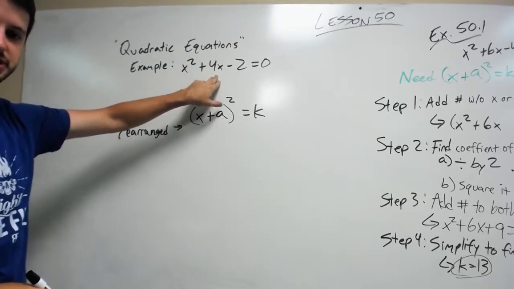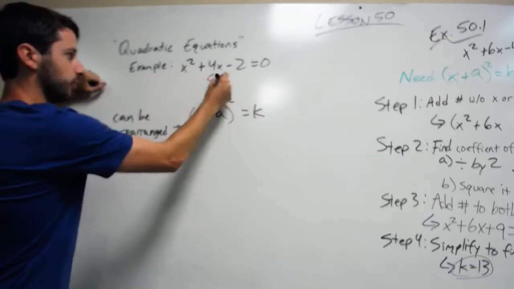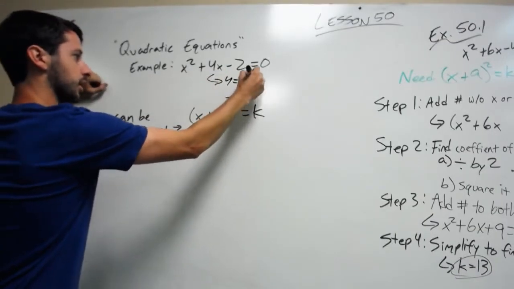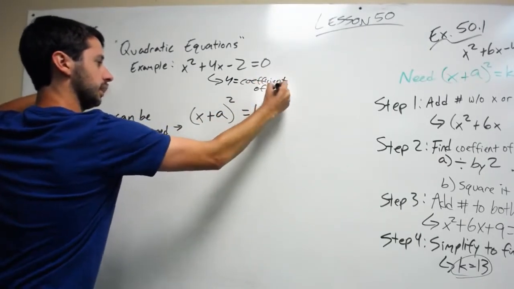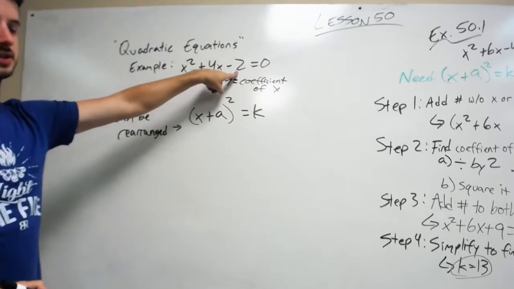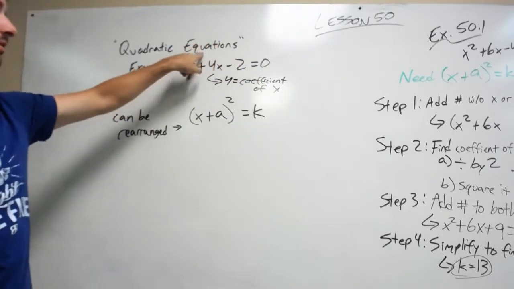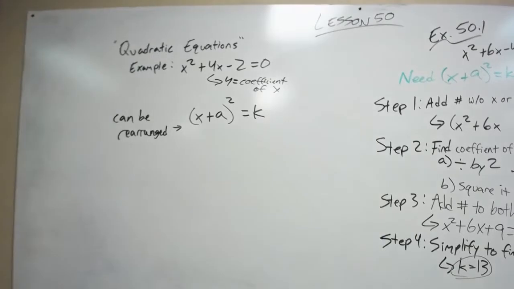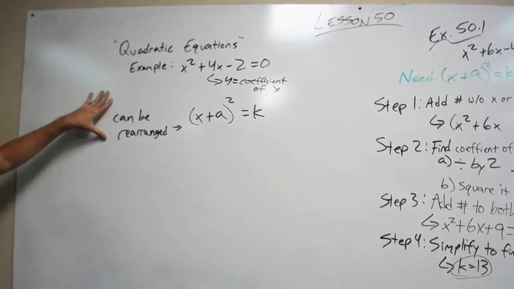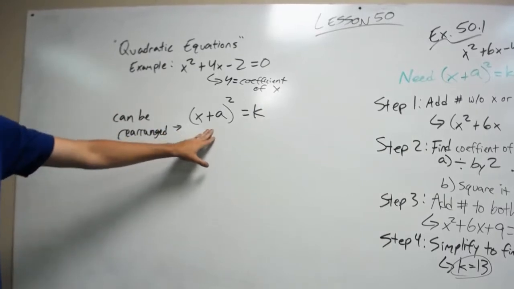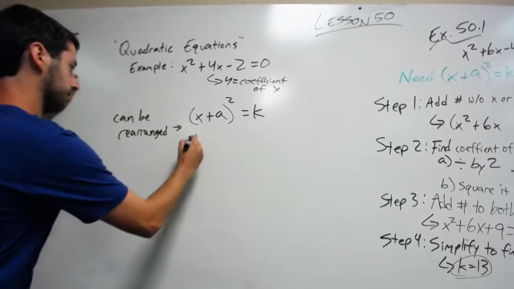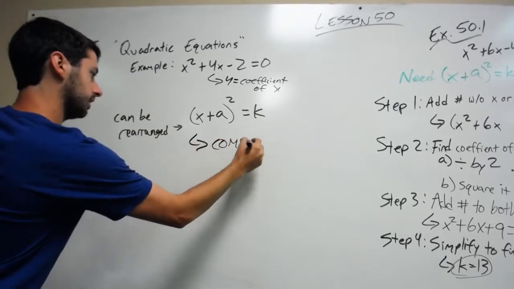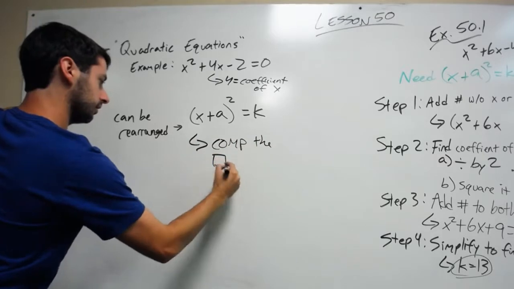If I ever say coefficient of x, that would refer to the 4. The 4 is my coefficient of x. And then you have a number without an x, and since it's an equation, it is equal to 0 in this case, but some sort of number. Now this can be rearranged in the form of x plus a squared equals k. This is going to be our formula that we're going to use for completing the square.